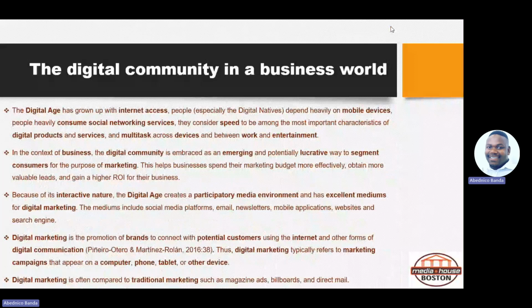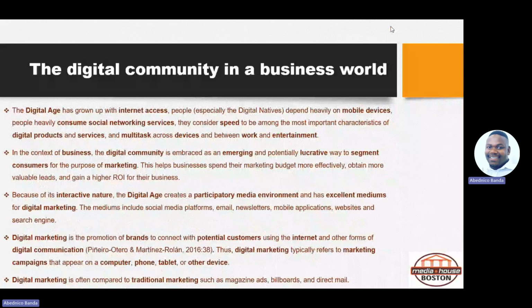Because of its interactive nature, remember, the digital community is social. So people interact, be it in the form of images, text, voice notes, or emails. Because of this interactive nature, the digital age creates a participatory environment and has excellent mediums for digital marketing. Especially when you compare digital marketing versus traditional marketing, you realize that digital marketing offers participatory media, so you can actually engage with your customers.